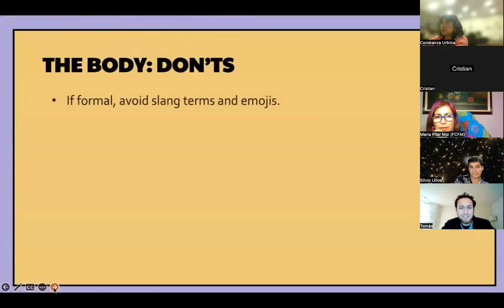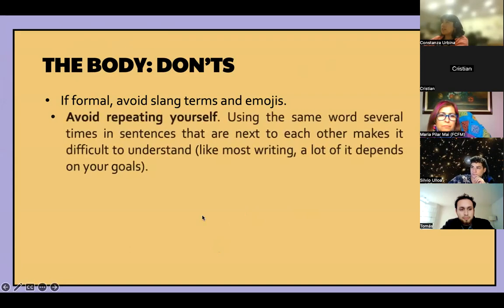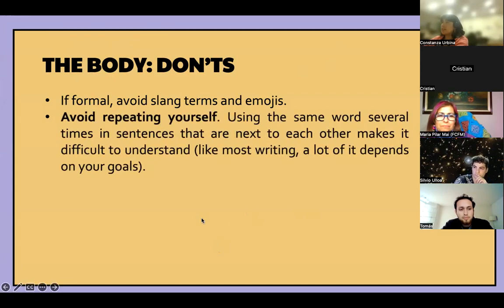We should avoid doing the following things. Constanza, can you please help me? If formal, avoid slang terms and emojis. And emojis, right? Even if you love emojis, try to avoid them. Okay. Second thing we should avoid, Silvio. Avoid repeating yourself. Using the same word several times in sentences that are next to each other makes it difficult to understand.